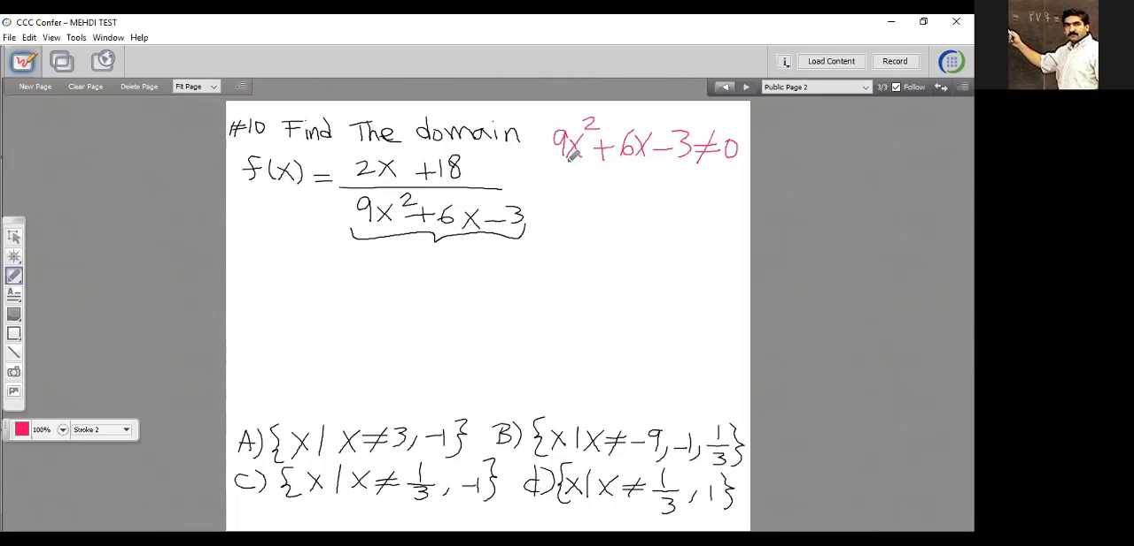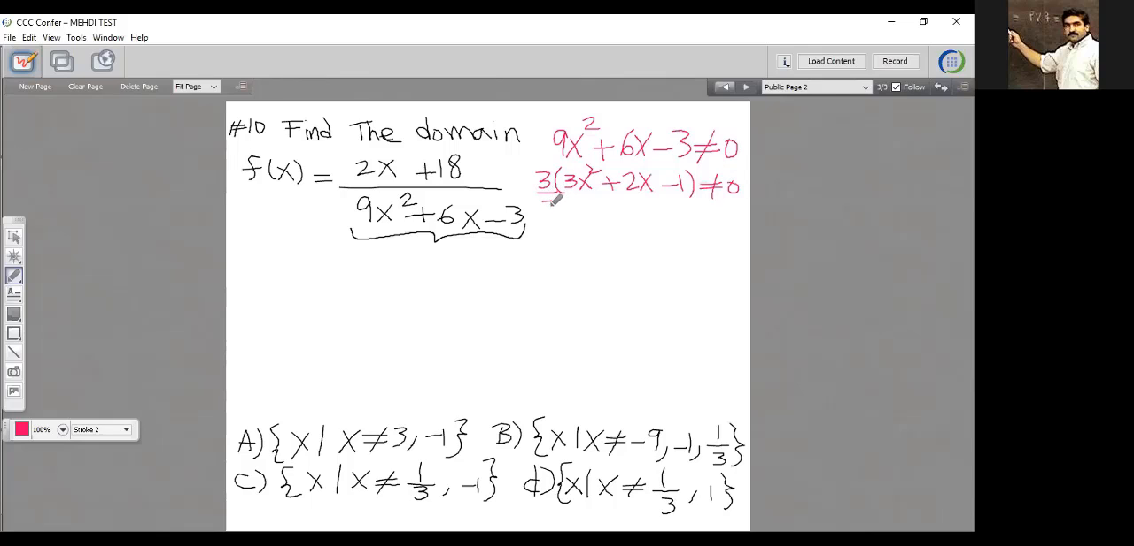Okay. Can I factor something here? I have 9, 6, and 3. What do we have in common among those three terms, anyone? 3. Okay, so if I factor the 3 out here, I can solve for x. So that becomes 3 times 3x squared plus 2x minus 1, cannot be equal to 0.